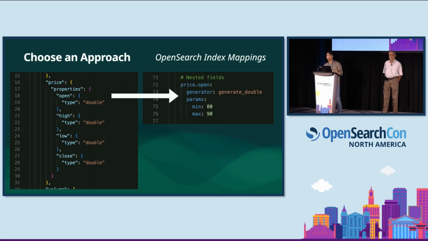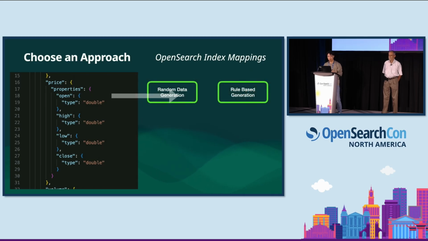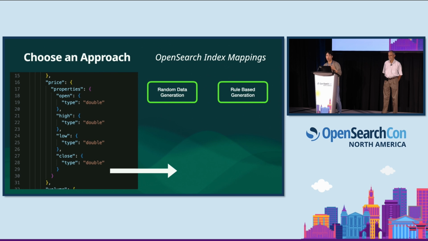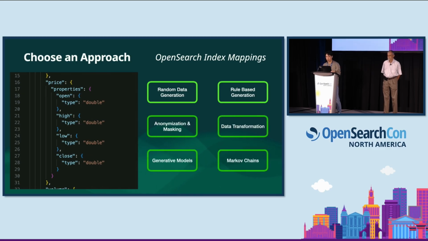But let's say you just want to override all the doubles in the document. Well, you can do that too by specifying just the mapping field type, which is a double, and specifying the min and max value. So this is a really good balance between automation and customization without really writing any code. We plan to add a bunch of other techniques for synthetic data generation that are built into OSB, such as anonymization and masking, data transformation, generative models, and even Markov chains.